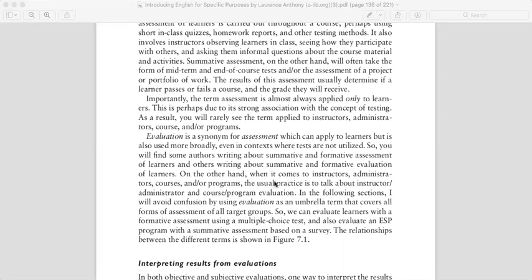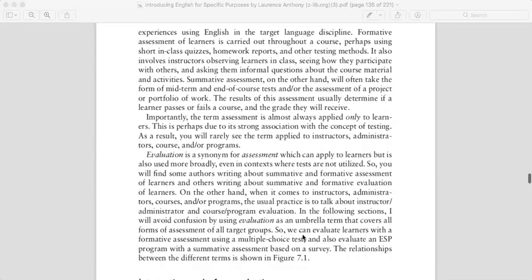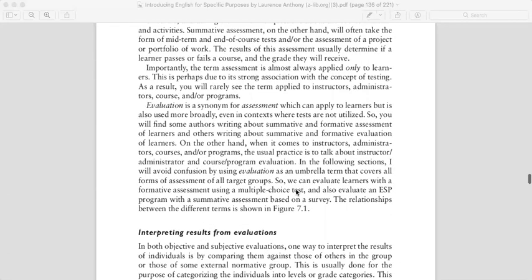On the other hand, when it comes to instructors, administrators, courses, and programs, the usual practice is to talk about instructor, administrator, and course program evaluation. So that's the difference I was talking about. We can evaluate learners with a formative assessment using multiple choice, and also evaluate an ESP program with a summative assessment based on a survey, right? So this is basically the difference.